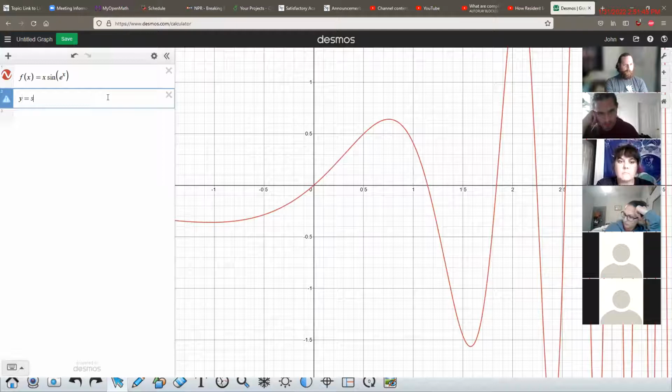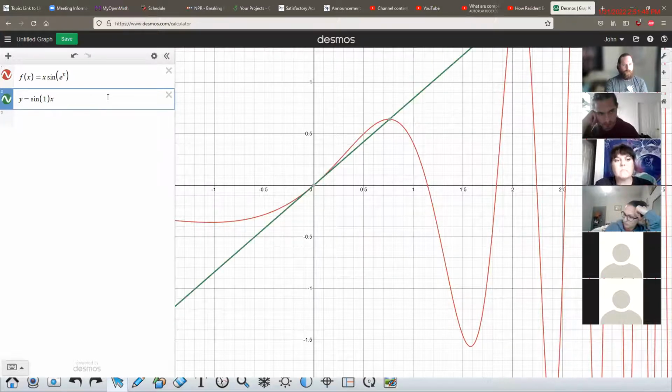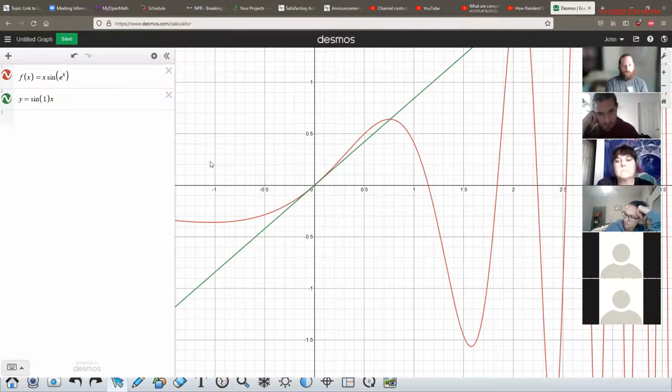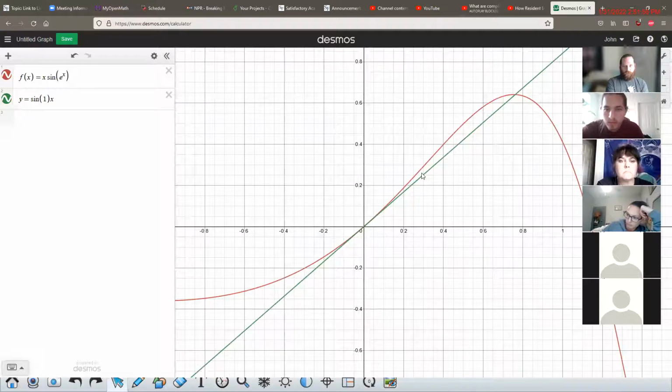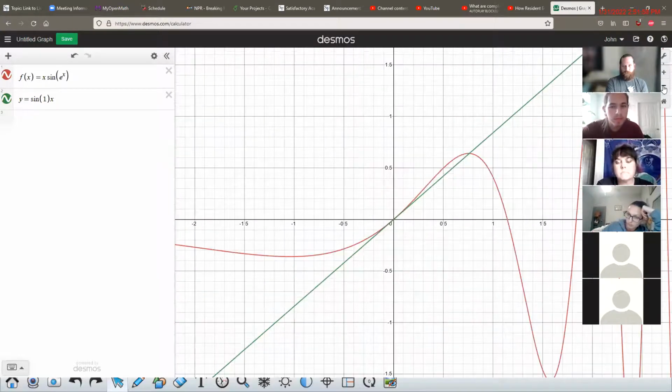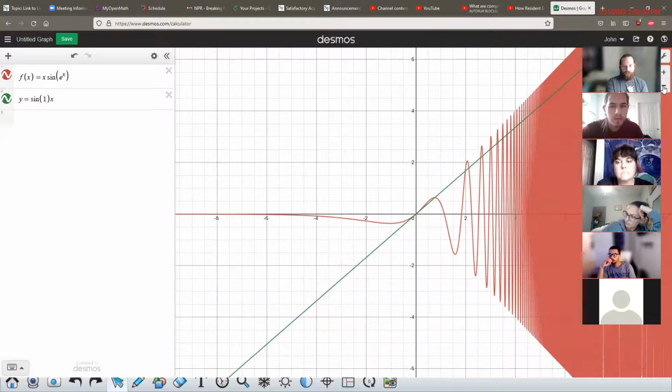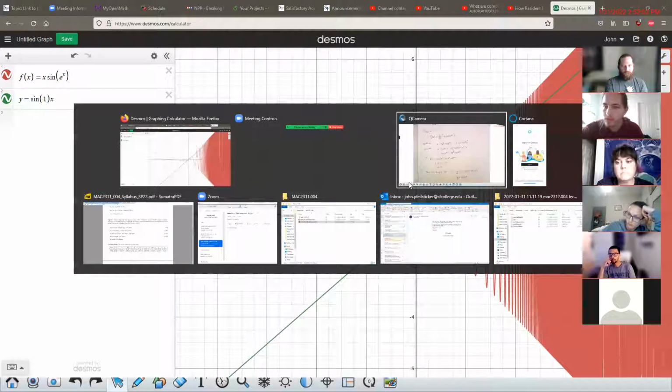And if you enter our line, y equals the sine of 1 times x, you do see that's the tangent line. This green line is indeed tangent to that red curve at 0. So, pretty wild function. All right.